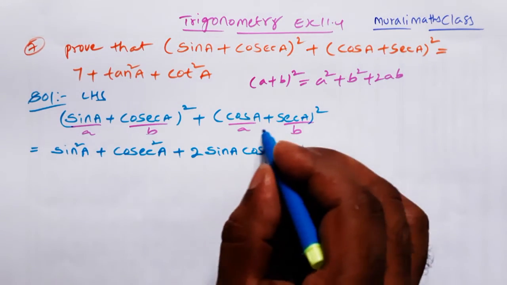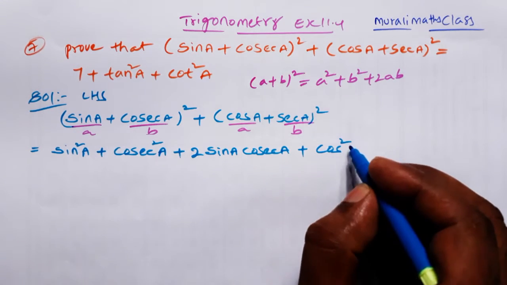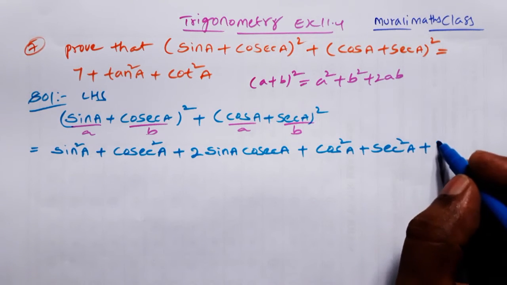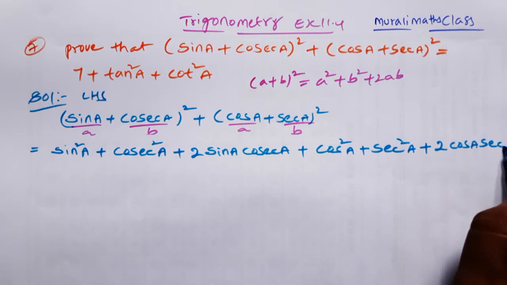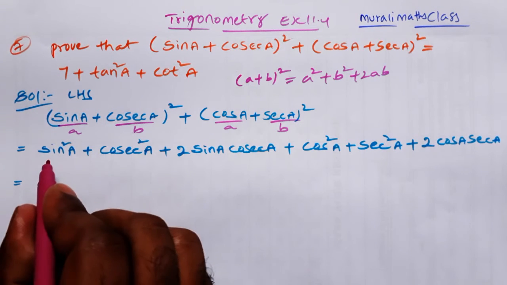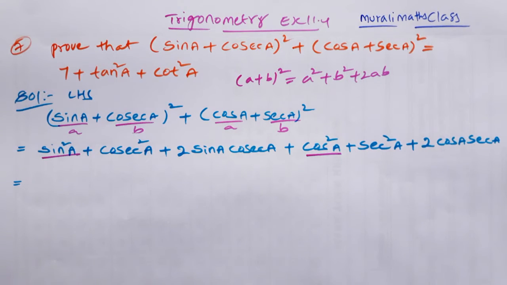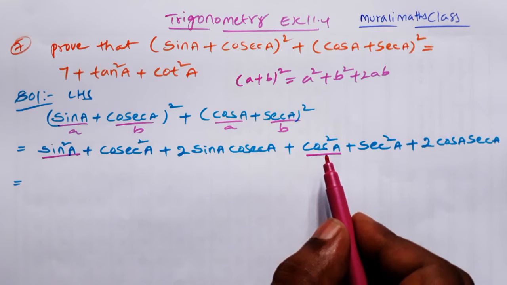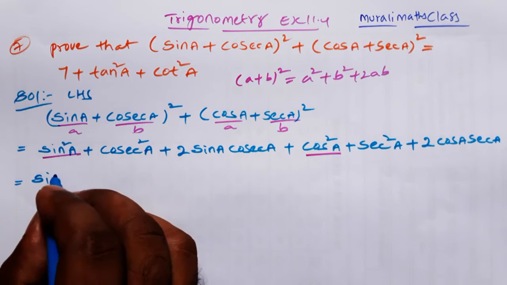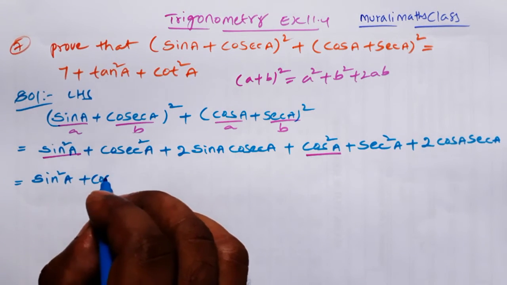Plus, for this also apply the same formula. A square means cos square A, B square means secant square A, plus 2AB means 2 into cos A into secant A. Now observe this sin square A, cos square A. These both if you add, it becomes one trigonometric identity, sin square A plus cos square A. So that we will write at the starting.